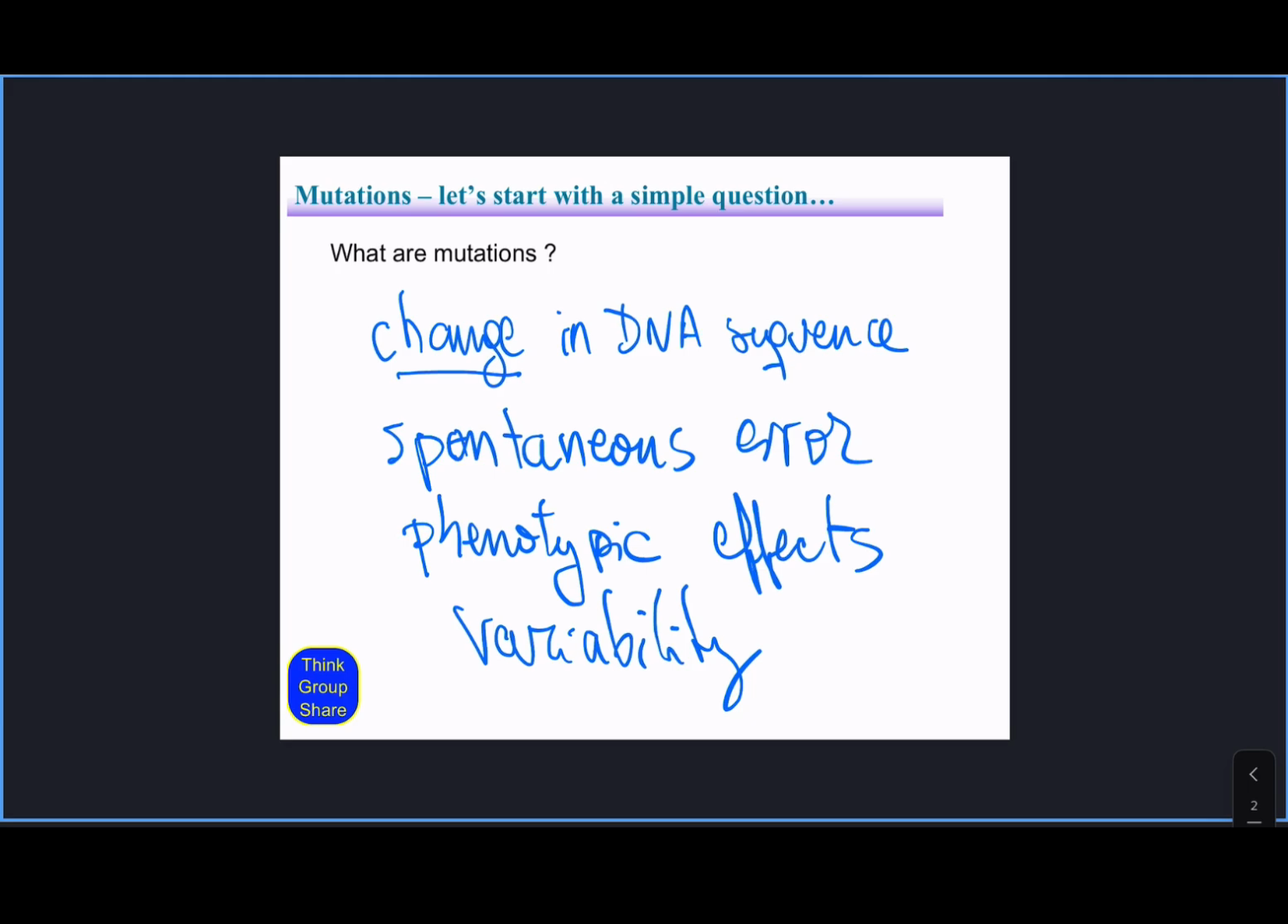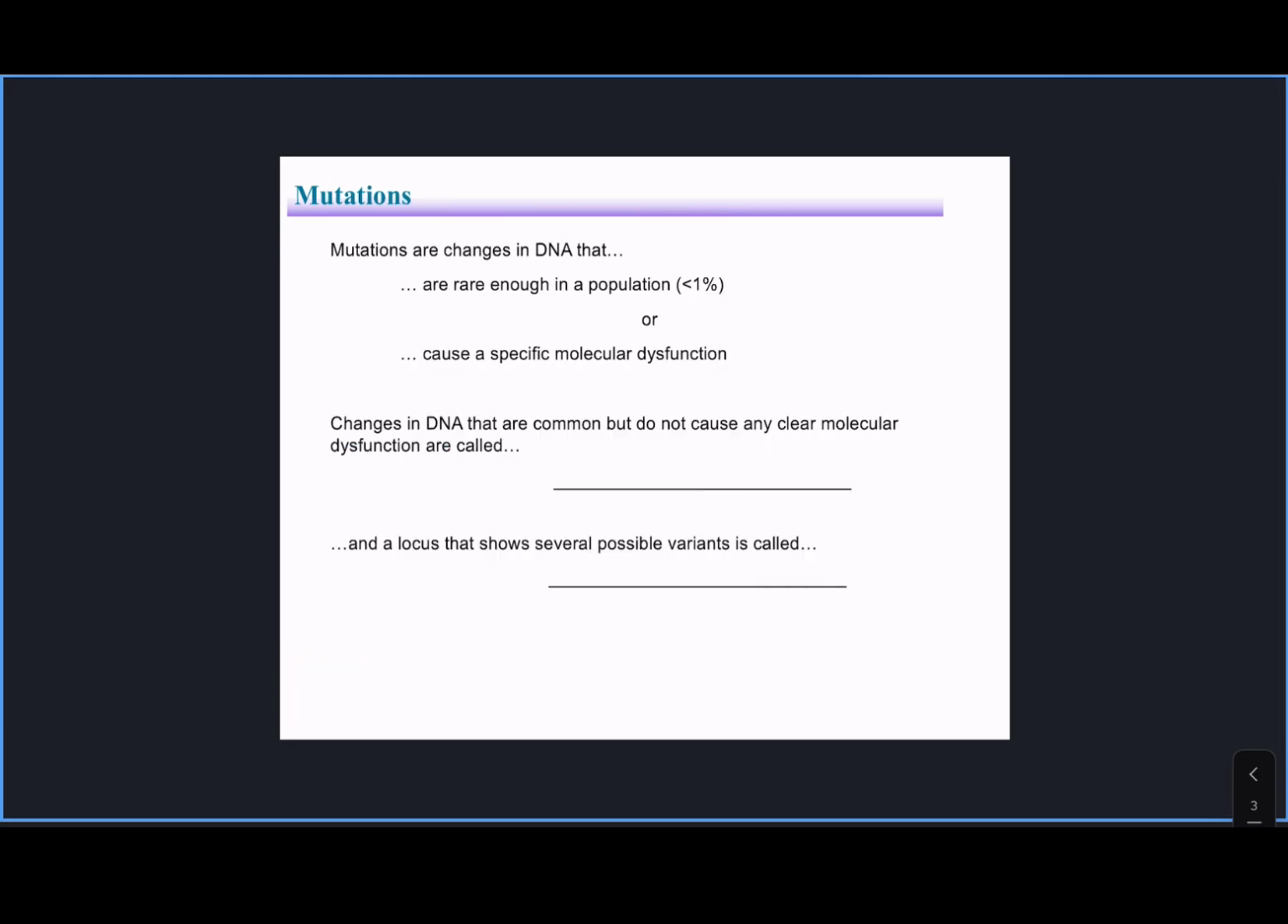And last but not least, the variability. This idea that mutations are ultimately the source of biological variability in life on Earth, right? It is genetic mutations that generate the kind of variability that allows for evolution, that allows for adaptations, and so forth. Right? So all of these are correct, but as we go along today, we'll come back to some of these points. So in general, mutations are changes in DNA that, and here's where we start going a little into the weeds when it comes to definitions.